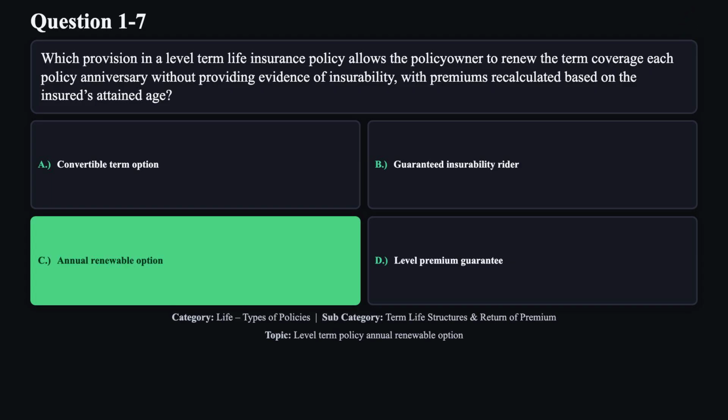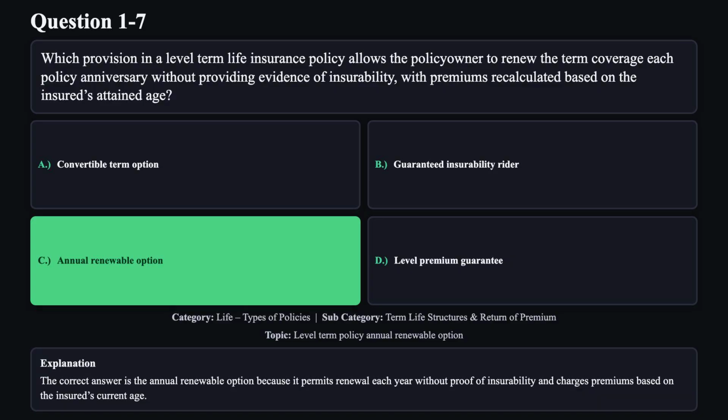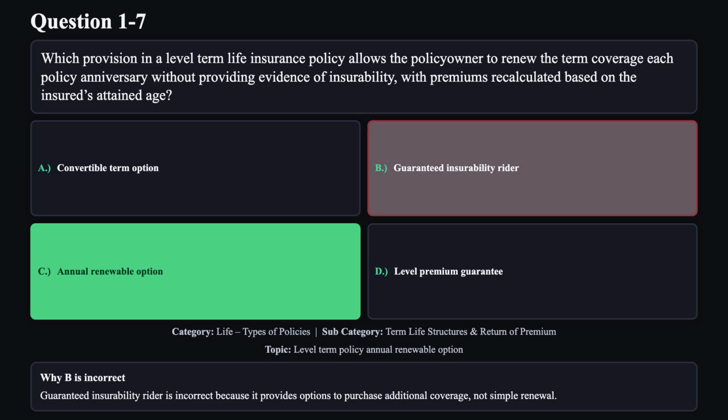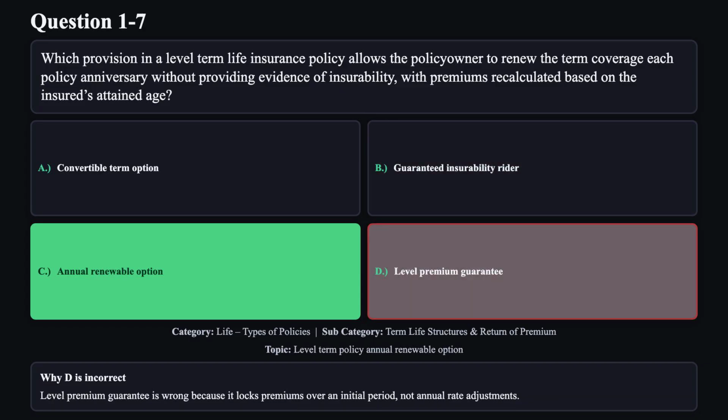The correct answer is C. The correct answer is the annual renewable option because it permits renewal each year without proof of insurability and charges premiums based on the insured's current age. Reason A is not correct. Convertible term option is wrong because that allows conversion to permanent coverage, not annual renewal. Reason B is not correct. Guaranteed insurability rider is incorrect because it provides options to purchase additional coverage, not simple renewal. Reason D is not correct. Level premium guarantee is wrong because it locks premiums over an initial period, not annual rate adjustments.